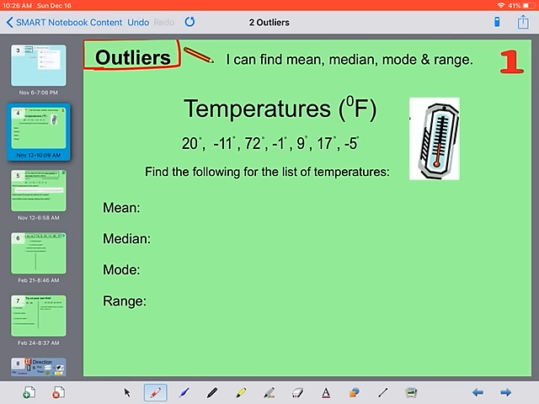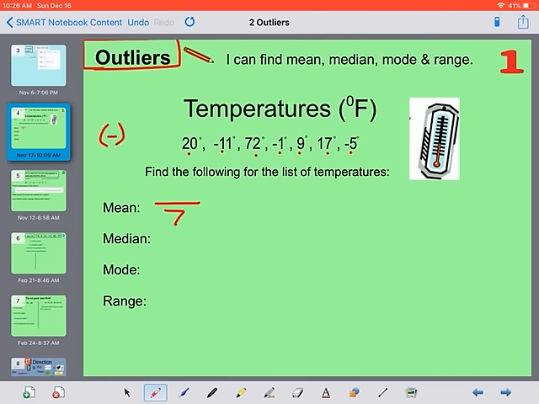Mean, first our mean is adding up all of our numbers and dividing by how many numbers we have. And we have 1, 2, 3, 4, 5, 6, 7 temperatures. We're going to divide by 7. So if we add all of these up, 20 plus negative 11. Remember, when you plug in a negative in your calculator, to use the button that looks like that.